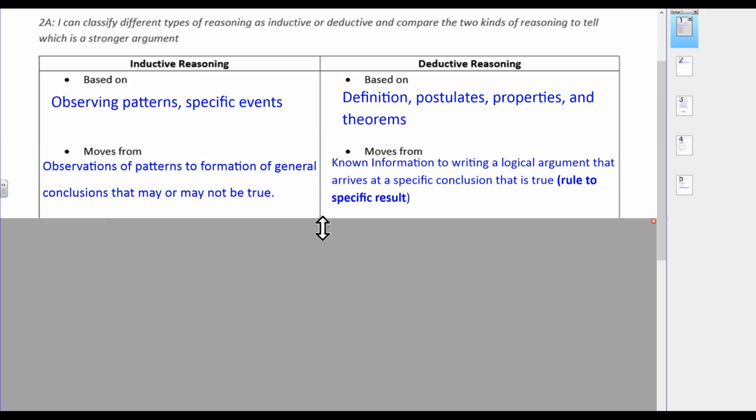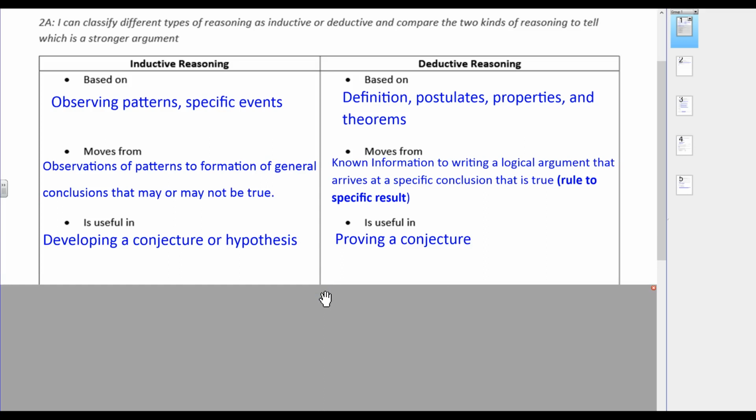So inductive reasoning moves from observations of patterns to create a formal or generalized conclusion that may or may not be true, whereas deductive reasoning moves from known information to writing down a logical argument that arrives at a specific conclusion that is also true. So basically, inductive goes from one or two instances or observed patterns, a couple of things that you see, to make a general conclusion, whereas deductive reasoning goes from something we know is true, a big overarching rule, down to make a specific argument. So they're kind of opposite in structure. This one goes from small to big, this one goes from big to small.